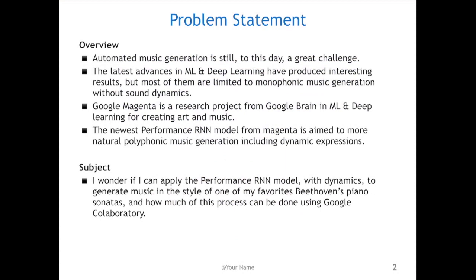Google Magenta is a research project from Google Brain in machine learning and deep learning for creating art and music. The newest Performance RNN model from Magenta is aimed at more natural polyphonic music generation, including dynamic expressions. I wonder if I can apply the Performance RNN model with dynamics to generate music in the style of one of my favorites, Beethoven's piano sonatas, and how much of this process can be done using Google Colaboratory.